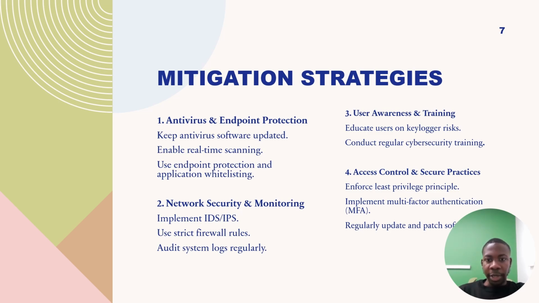Next is layer 3 protection, network security and monitoring. Intrusion detection systems and intrusion prevention systems, IDS and IPS, should be configured to help detect and prevent these attacks. Also, setting up strict firewalls will help prevent malicious traffic from getting into our network. Again, there should be a best practice of checking and reviewing system logs regularly. User awareness and training should also be taken very seriously since humans are always the weakest link in any security setup. Lastly, enforcing the principle of least privilege, implementing multi-factor authentication, and regularly updating and patching software are best practices that will help mitigate these attacks.